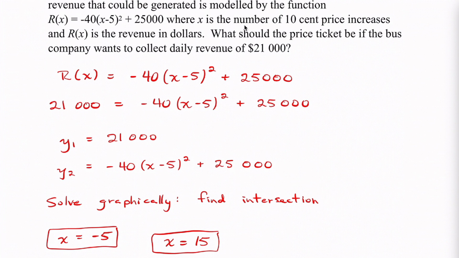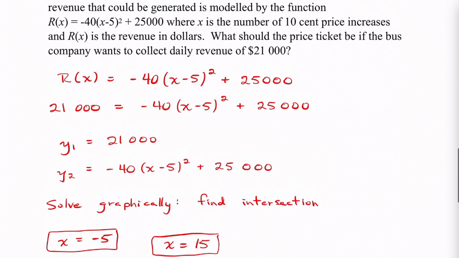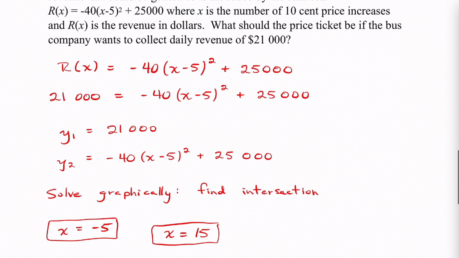So it said, what should the price of a ticket be if we wanted to get this much money? So we've got to figure out how much the ticket price is. Now these two answers that we got are not the ticket prices. They are only the values for x, and x was the number of 10-cent price increases. So I'm going to increase the price 15 times at 10 cents each time.